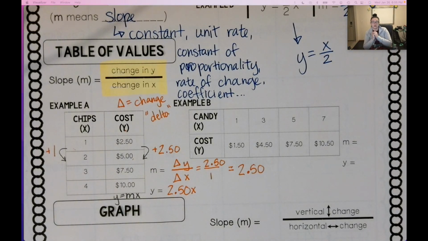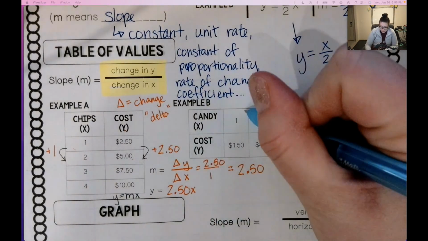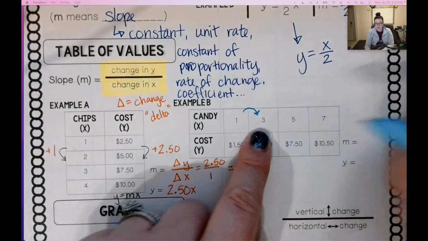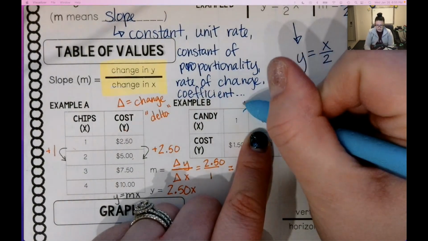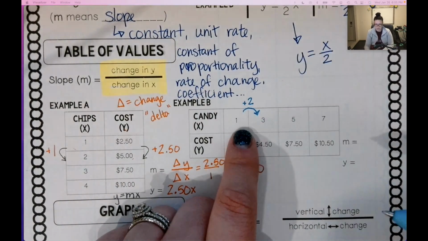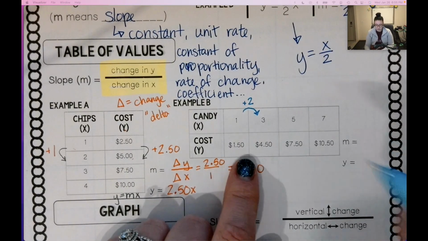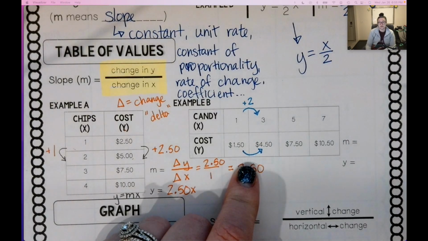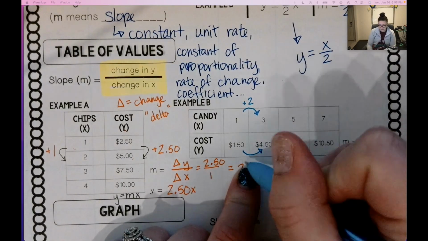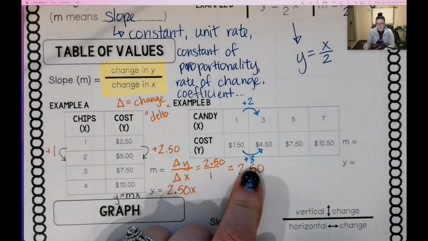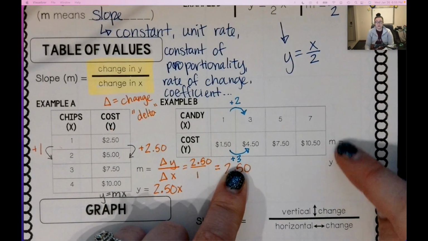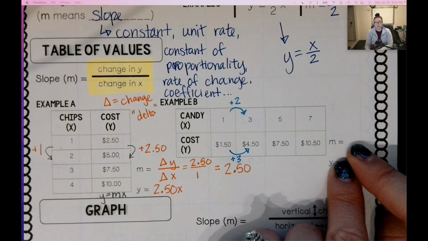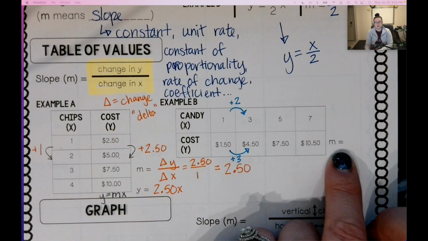Let's take a look at the next one. So now we're looking at candy and the costs. I'm looking at my x's. How much do I change when I go from 1 to 3? I added 2 to go from 1 to 3. How much do I add to go from $1.50 to $4.50? How much money did I add? I added $3. So now I want to find my slope and then make the equation.